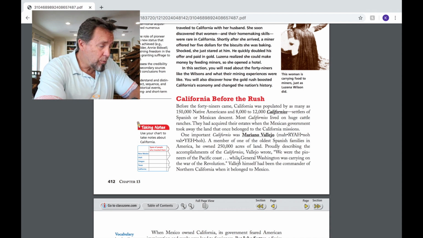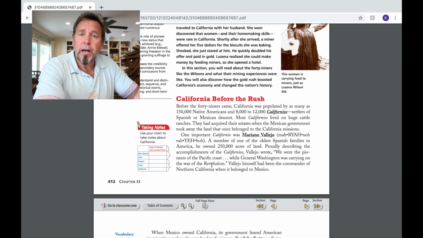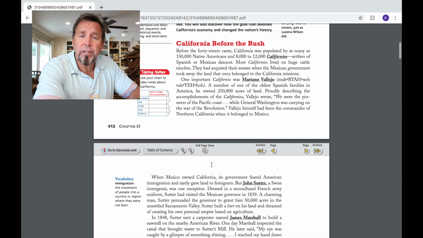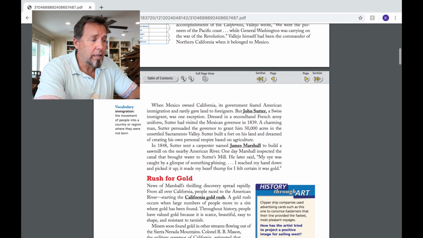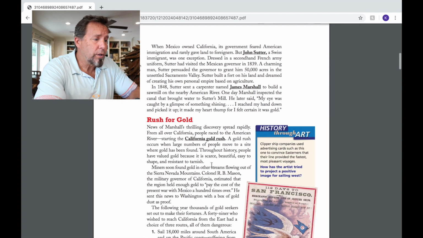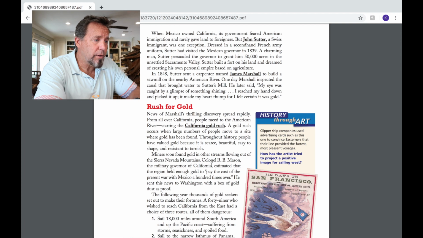And it mentions one in particular, Mariano Vallejo, who has kind of a sad ending by the end of this. But before California was part of the United States, he was a wealthy landowner, 250,000 acres of land. That's a lot of land in Northern California. So his story is going to be part of the sad parts of what happens to a lot of Mexican Americans during the gold rush.